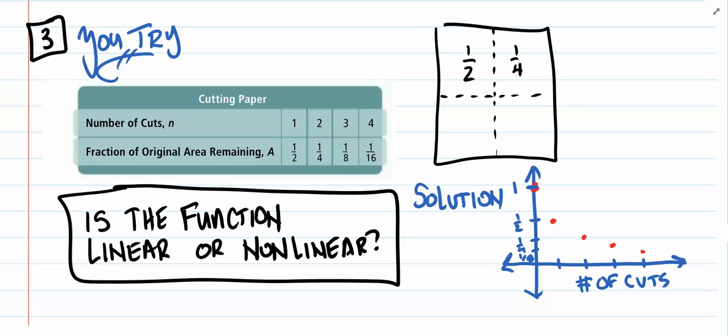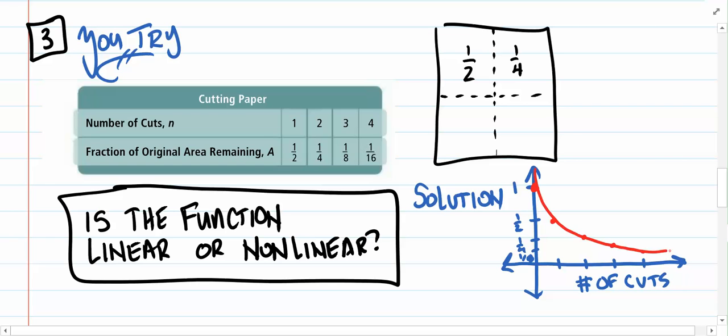Hopefully you figured out that this was a non-linear function. And if I graphed all my data points and connected them all, I would get this kind of a curve. And if we have a curve, then we are dealing with a non-linear function.